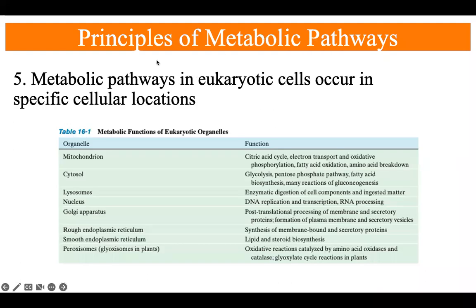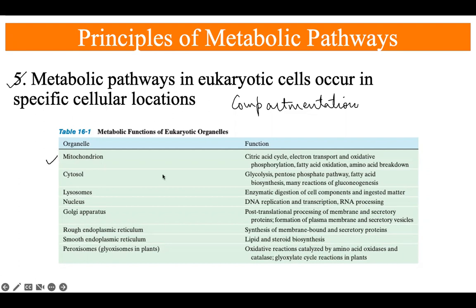Now, talking about the last principle, that metabolic pathways in the eukaryotic cells occur in specific locations. So what does that mean? This means that there is compartmentation of the different metabolic pathways, that different metabolic pathways will be occurring in different organelles inside the cells. So this basically allows the pathways to operate in different locations effectively. For example, the ATP molecules are generated in the mitochondria, but they are mostly consumed in the cytoplasm.